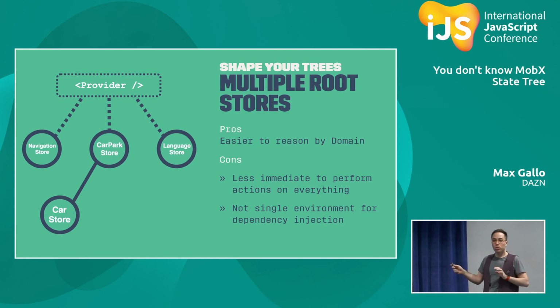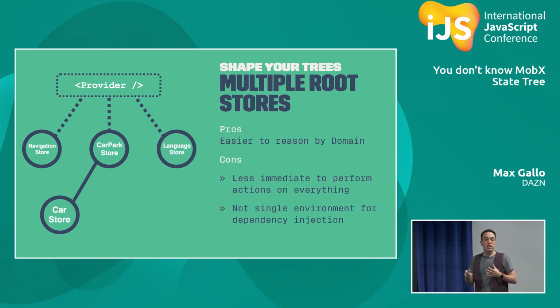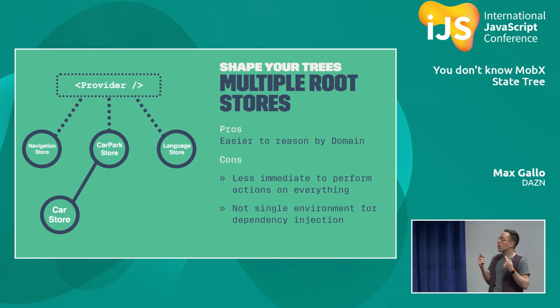One root store, multiple root stores. This is mostly up to you. From a practical point of view, if you have a lot of complex state and you need to rely a lot on the snapshot of your whole application, I would probably suggest you go a little bit more on this configuration. If you don't think you're going to use snapshots that frequently, or you need snapshots only on a subset of your application state, probably this configuration will help you think and reason by domain a little bit more.